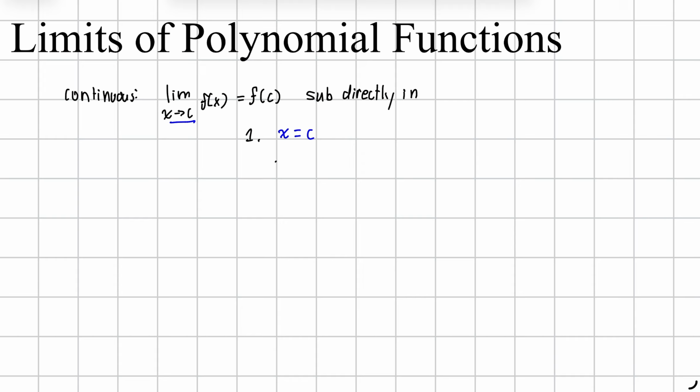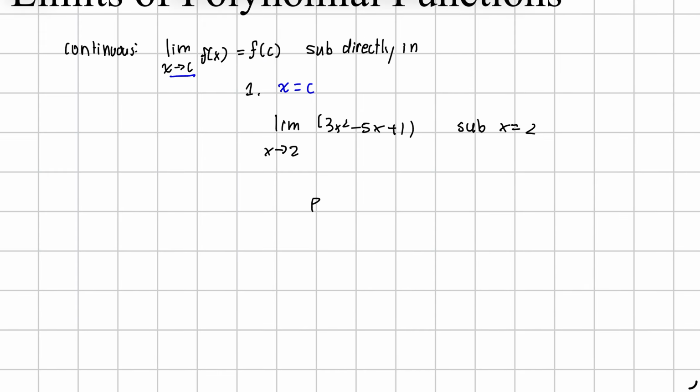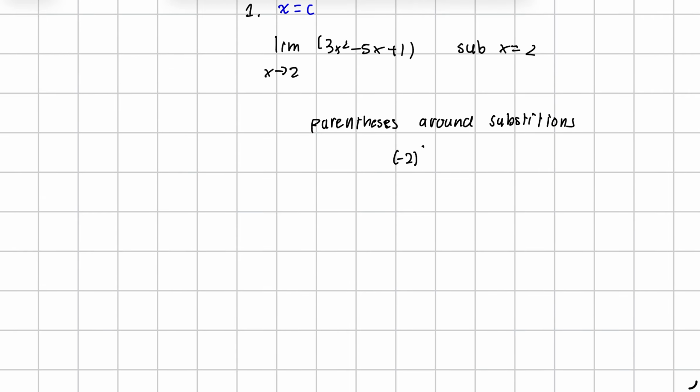Now, for example, if we have the limit as x approaches 2 of 3x squared minus 5x plus 1, you're going to be subbing in x is equal to 2. Another thing you have to do is you always want to put parentheses around your substitutions. This is because when you have negative 2 squared versus just 2 squared, that's going to give you the same thing, actually: 4 and 4. But if you have negative 2 cubed versus just 2 cubed, that's going to be negative 8 versus 8.